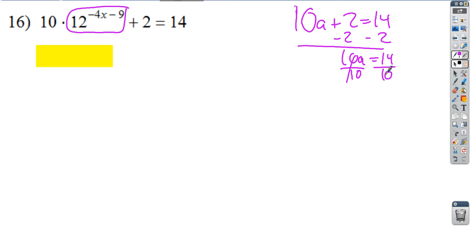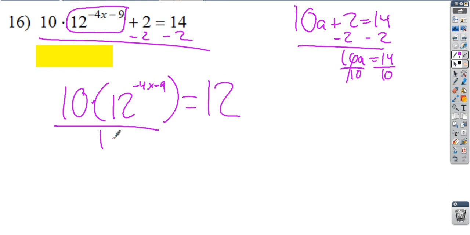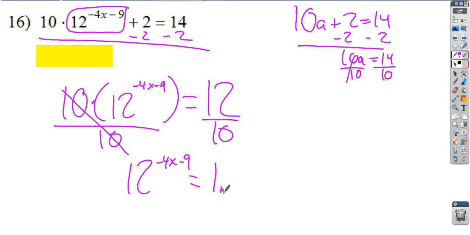We can't do that log technique that we just talked about until we clear away everything around it. So we start from the outermost thing, which is this plus 2, and we would subtract that. So we're going to get 10 times this thing right here. I'm going to put that in parentheses just so it looks a little bit better. So 14 minus 2 would be 12. Now we divide by 10. So we would get 12 equals 10 times 1.2 to the negative 4x minus 9, and 12 divided by 10 is 1.2.